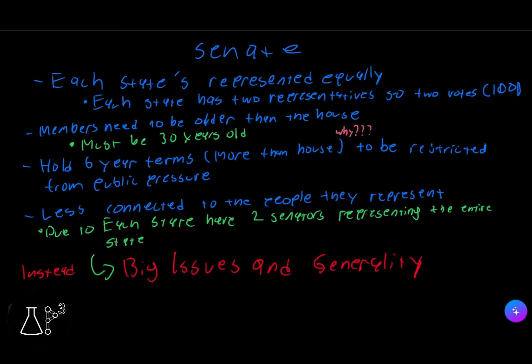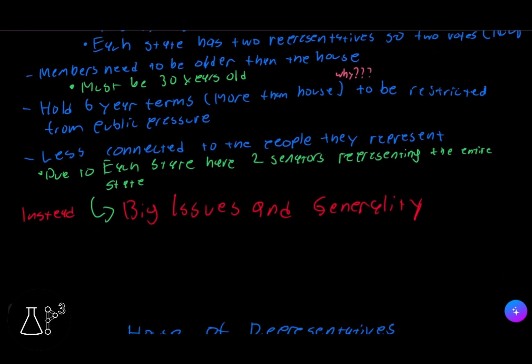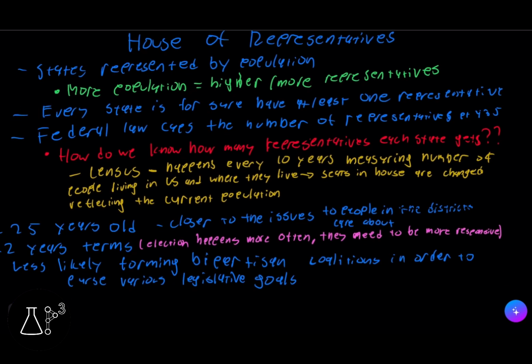And why is that? Well, they wanted people in the Senate to be restricted from public pressure. And because of that, they'll be less connected to the people that they represent. Now, due to each state having 2 senators representing the entire state, they instead are going to focus on bigger issues and generality.